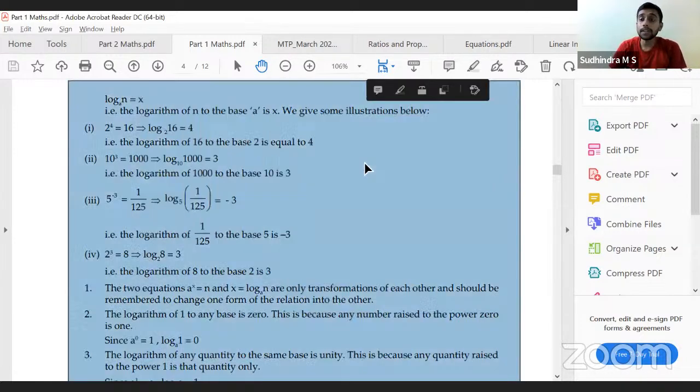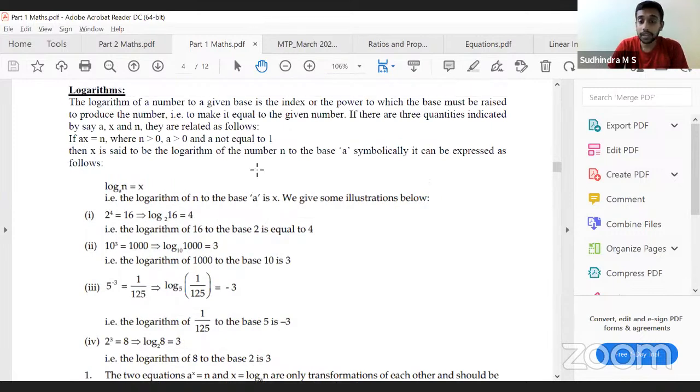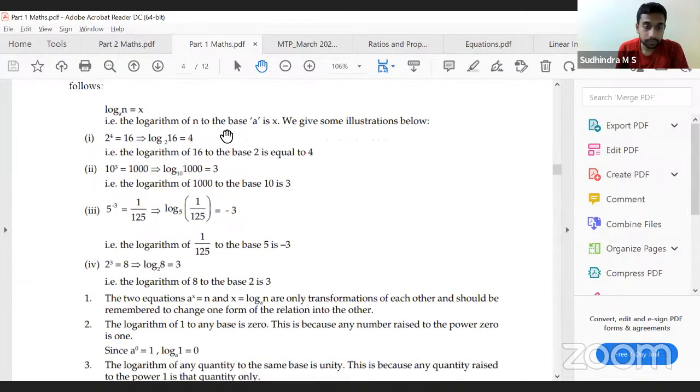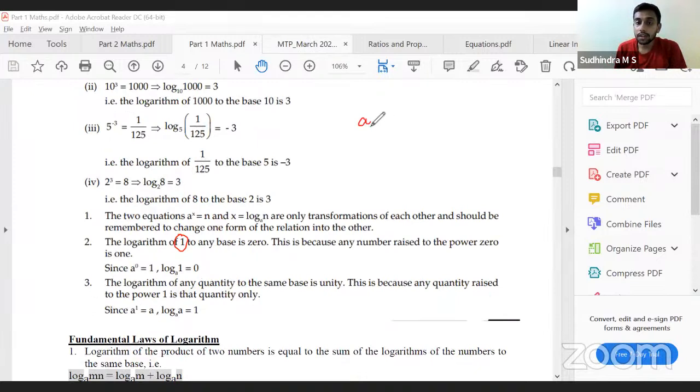Okay. So some of the properties that we have to remember in this particular topic. Two equations, a to the power of x is equal to n, and x is equal to log n to the base a, are only transformations. So these both are same, but represented in different forms. That's all, right? Logarithm of 1 to any base will always be 0. So logarithm of 1 to the base 5, logarithm of 1 to the base 10, always it will be equal to 0.